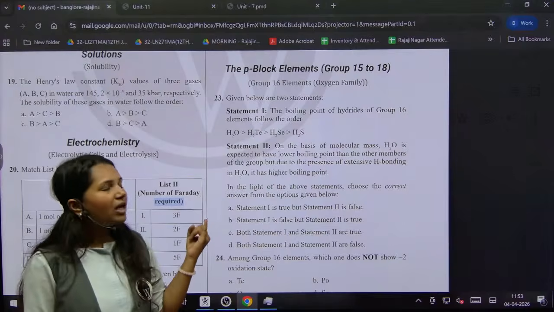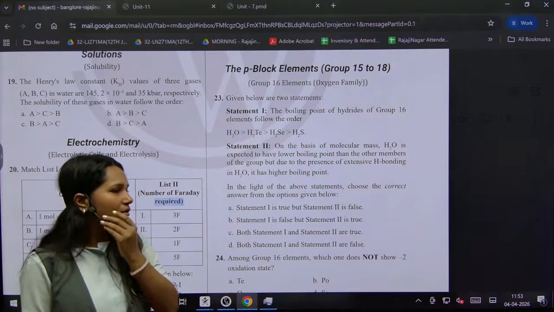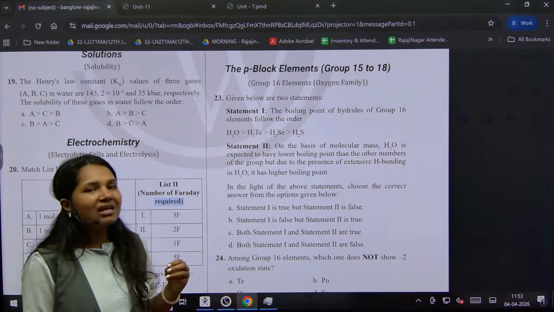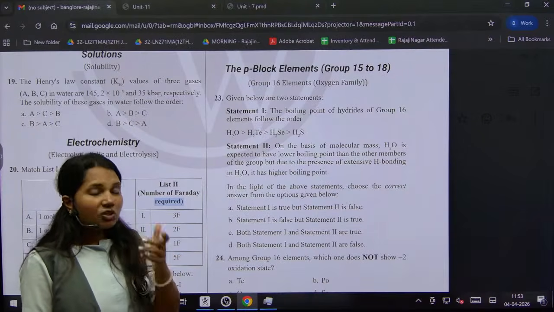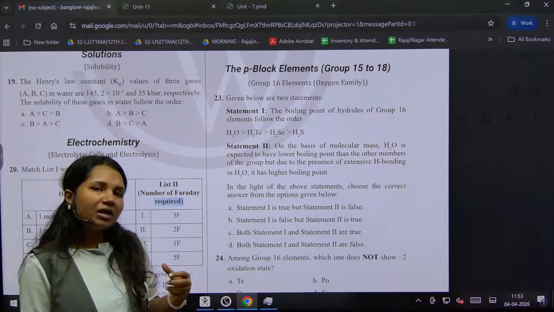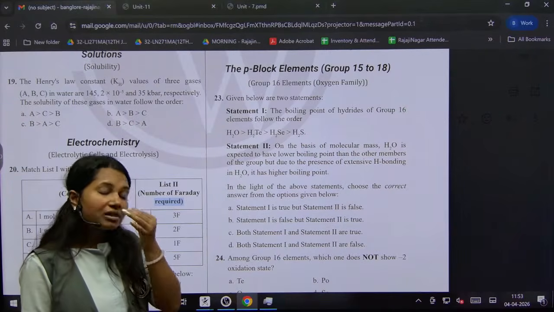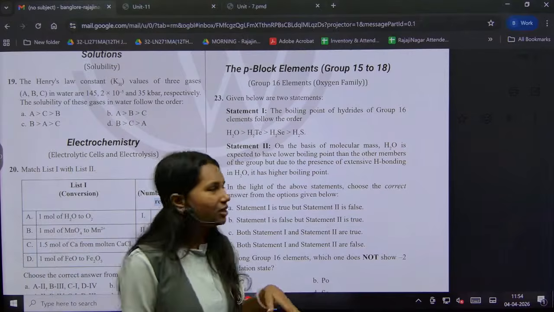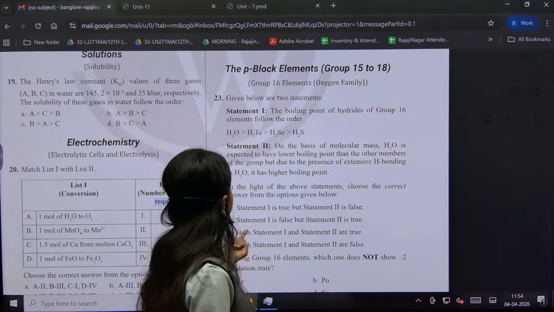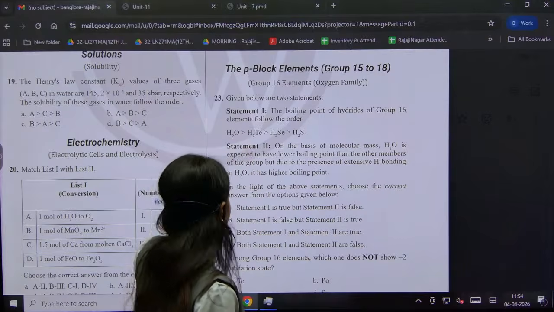Correct. Boiling point depends upon two factors: molecular mass and intermolecular force of attraction. If the molecule has H bonding, it has the strongest intermolecular force of attraction, so the boiling point is highest, and if the molecular mass is least, the boiling point is least. So what is the answer for this? Both statement 1 and 2 are true, and this is the correct explanation also.